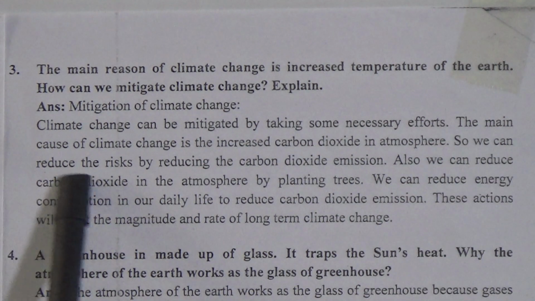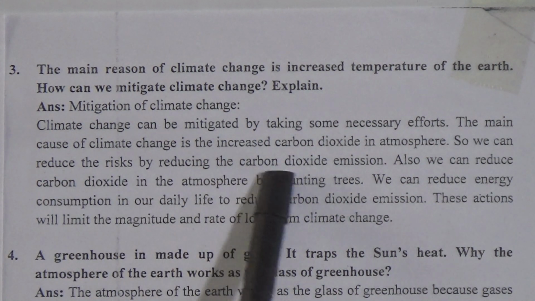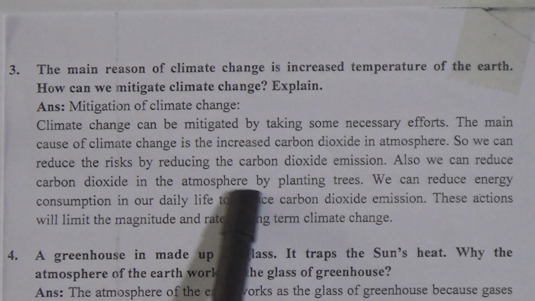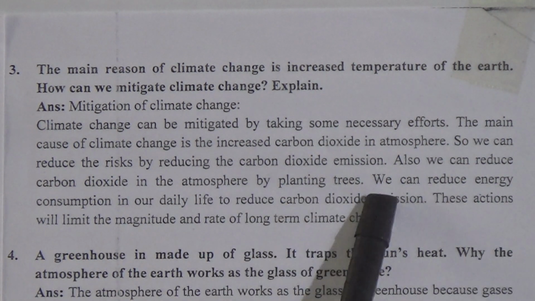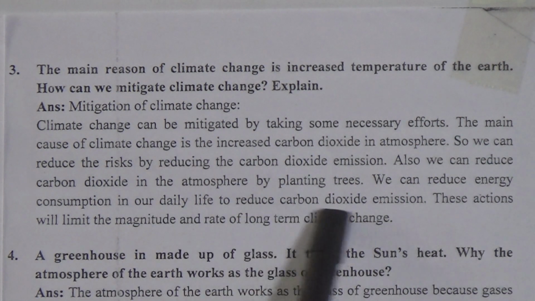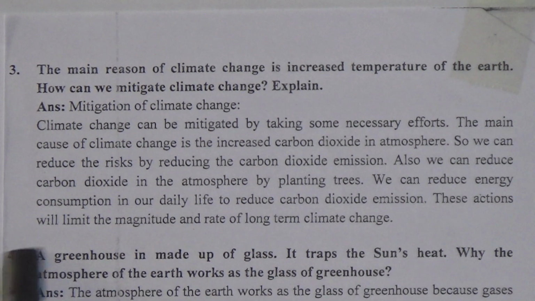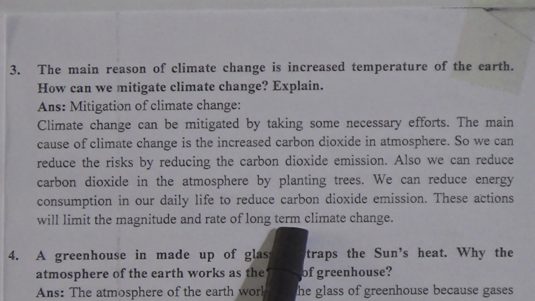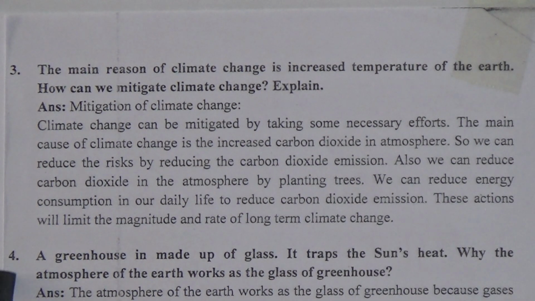So we can reduce the risk by reducing the carbon dioxide emission. Also, we can reduce carbon dioxide in the atmosphere by planting trees. We can reduce energy consumption in our daily life to reduce carbon dioxide emission. These actions will limit the magnitude and rate of long-term climate change.